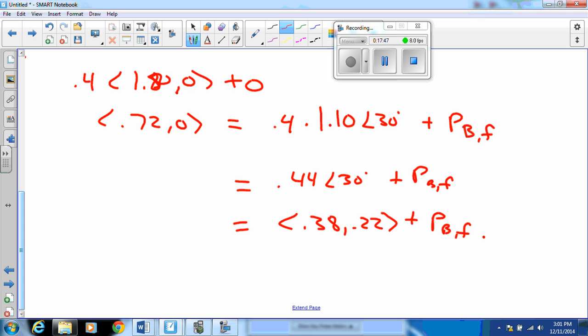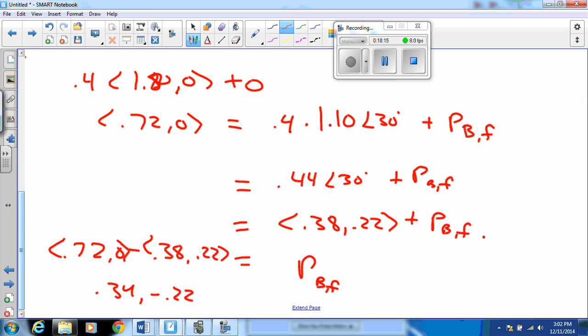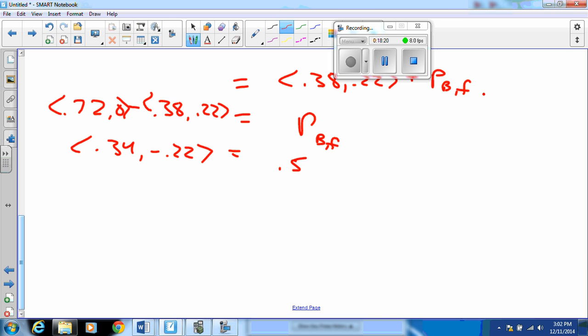Combination of cheating and having worked the problem previous period. The sine of 30 degrees is exactly 1/2, so that's easy. The cosine of 30 degrees, root 3 over 2, or 0.866. Not what I had to compute. And so we get PB final by subtraction: 0.72 comma 0 minus 0.38 comma 0.22. Hang on until we're done here. And this gives me 0.34 comma negative 0.22 is the final momentum.